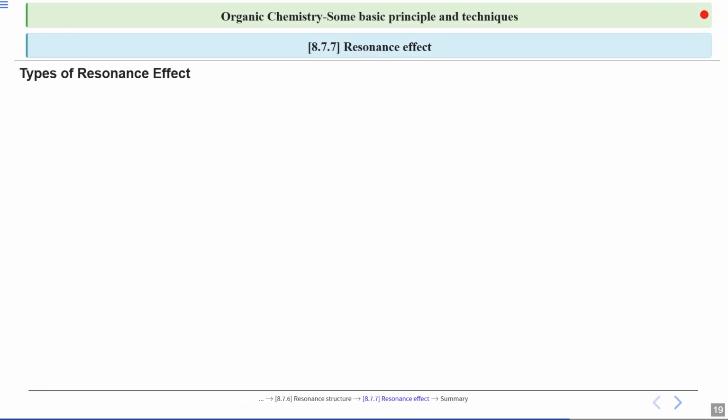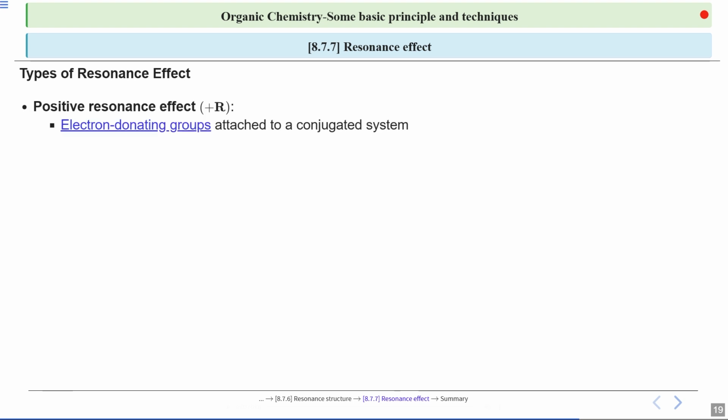So let's start with the first one, positive resonance effect or plus R. If your group is donating electrons by a conjugated system, then we call that electron donating group as showing plus R effect. And they donate electrons to the system. For example, we have OH group, which is hydroxyl, then we have amine group, which is NH2, then we have OR, which is alkoxy.